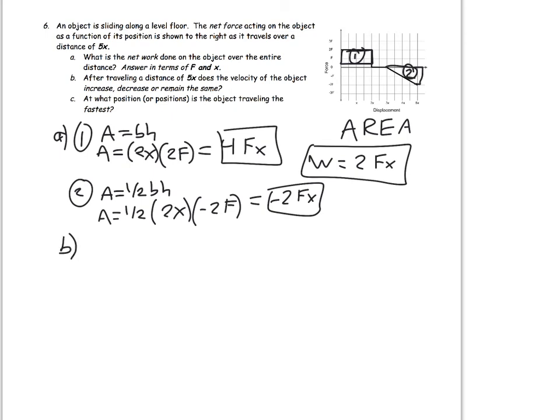For B, the question is, after traveling a distance of 5x, does the velocity of the object increase, decrease, or remain the same? We have a positive amount of work being done, which means the velocity of the object is going to increase. We know it's just sliding across a level floor, so that work being done is going to go into the kinetic energy of the object.